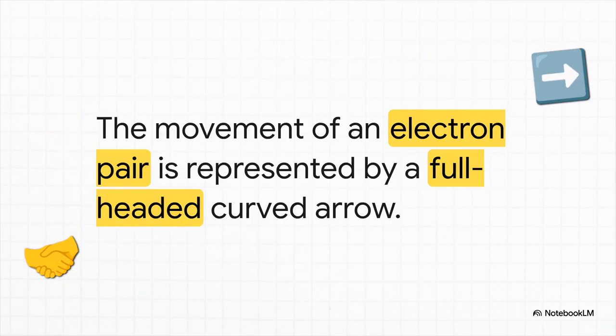And once again, the arrow tells the story. But this time, it's not a fishhook. It's a standard, full-headed arrow. This symbol signals something totally different. It means an entire pair of electrons is moving together as a unit over to one of the atoms.